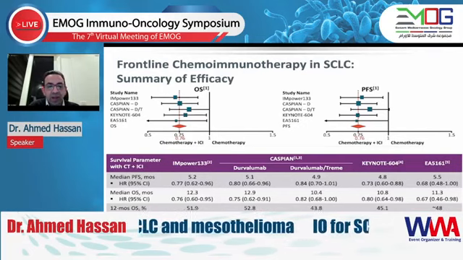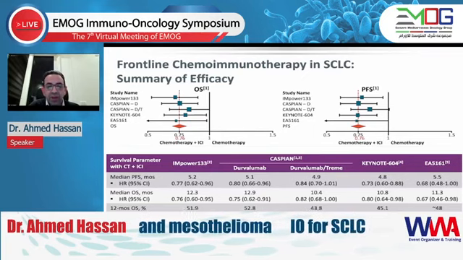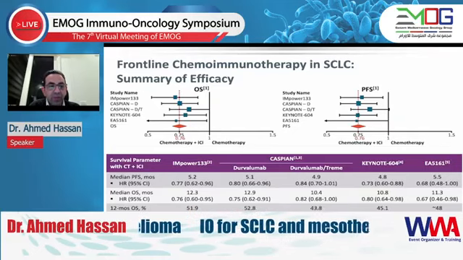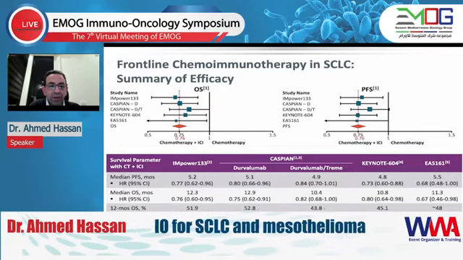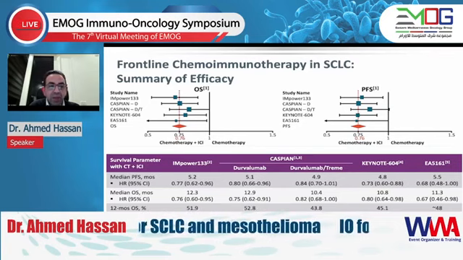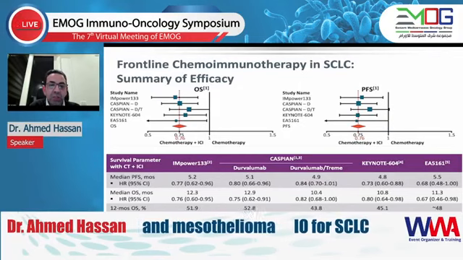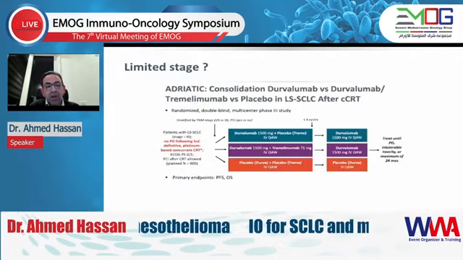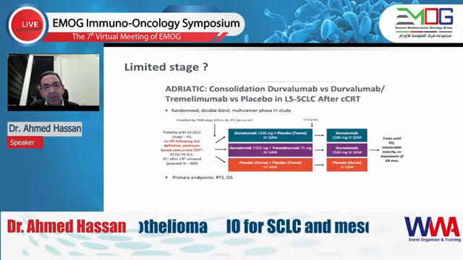So this slide puts the three trials together, and as you can see, the confidence intervals for the IMpower and the Caspian studies are quite far from the line of indifference. However, for the Caspian durvalumab and tremelimumab arm, as well as the Keynote, it's approaching the line of indifference. Is there any role for immunotherapy in the limited stage?